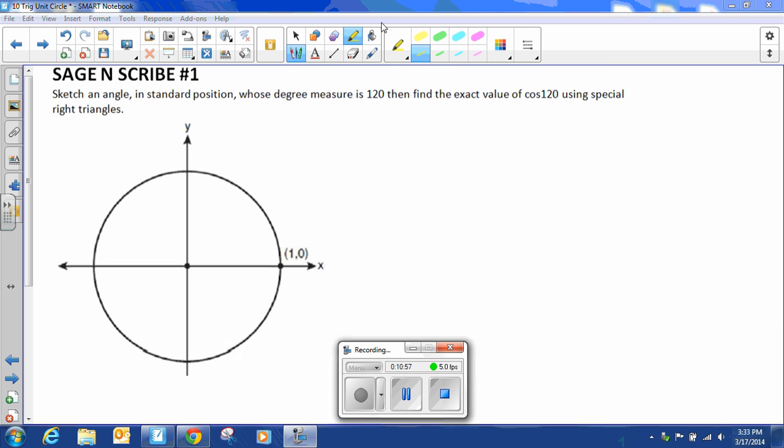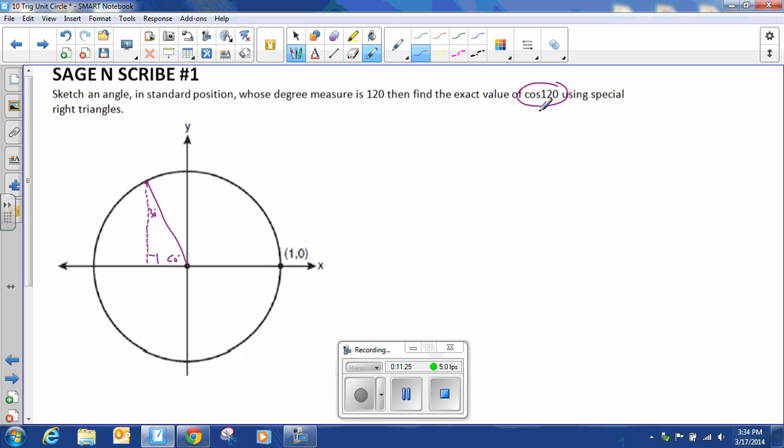Okay, let's look at Sage and Scribe number 1. Here, let's go ahead and sketch 120 degrees. So this is 90. I need 30 more to get 120. Okay, so there it is. Let's go ahead and drop this down here. And we know that the reference angle right here, this is 60 degrees. 30 degrees, 90. So once again, we're looking at a 30, 60, 90 triangle.